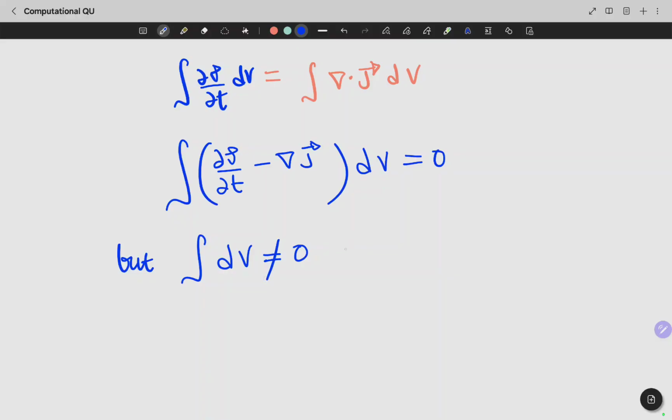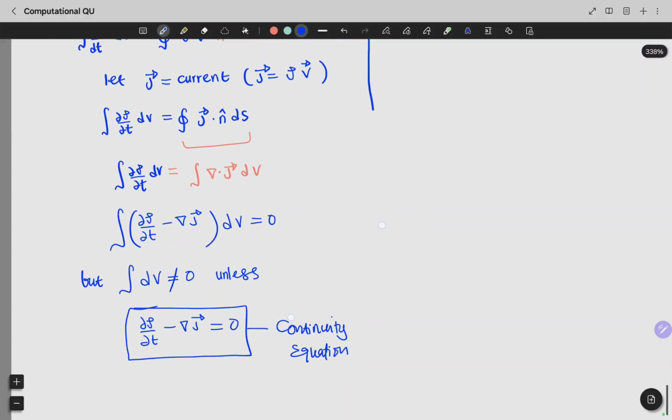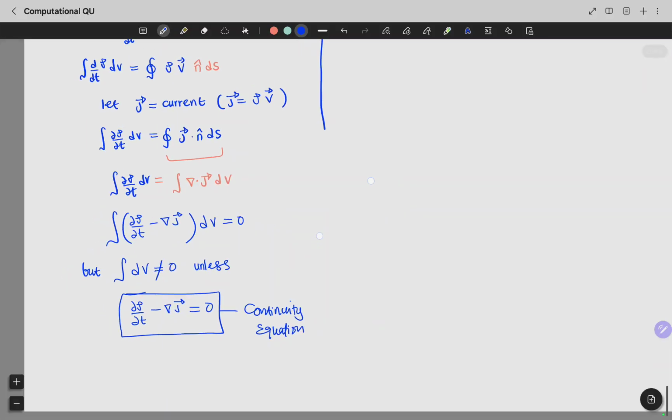so this is not equal to 0 unless what is inside is 0. So you can now say d rho by dt minus the divergence of j is 0. This is called the continuity equation. And it will be really important in what we will discuss soon.